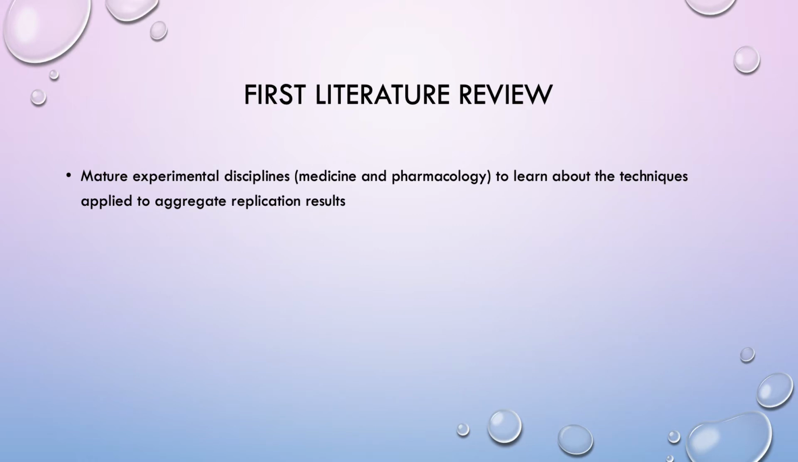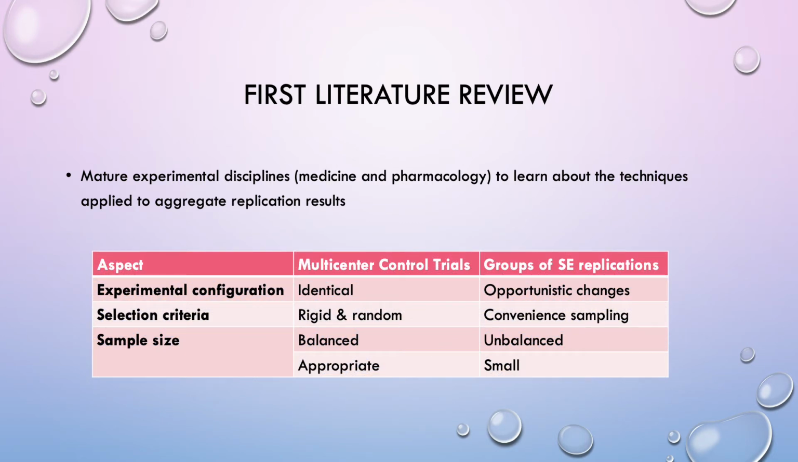To answer this question, we performed a literature review in mature experimental disciplines, medicine and pharmacology, to learn about the techniques applied to aggregate replication results. However, during this literature review, we discovered some differences between groups of replications in software engineering and medicine, affecting the experimental configuration, selection criteria, and sample size.